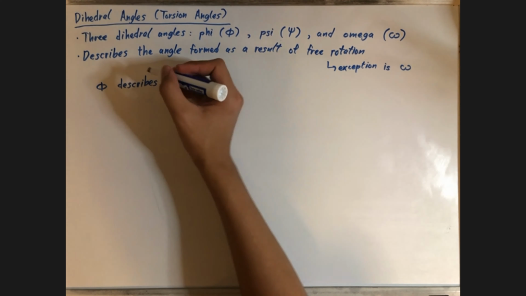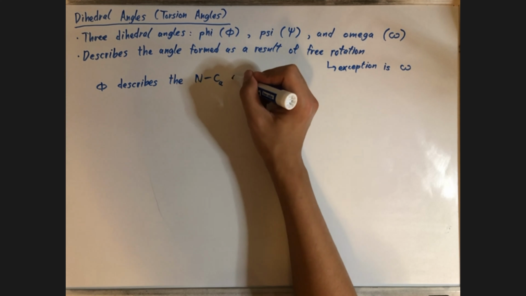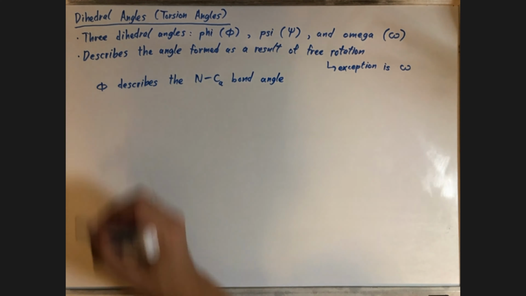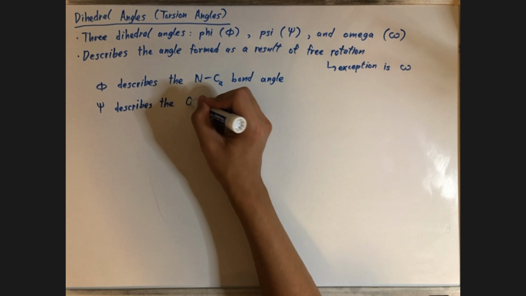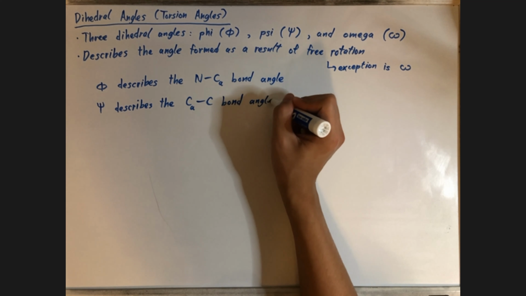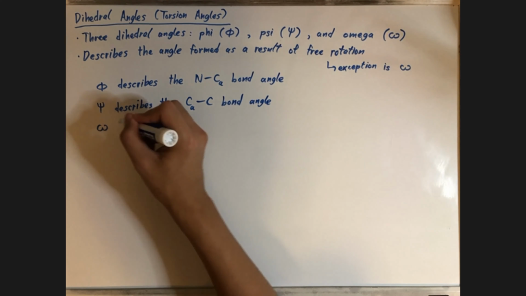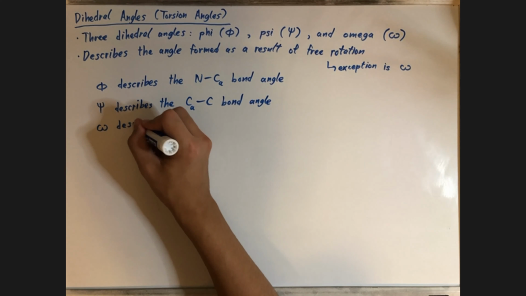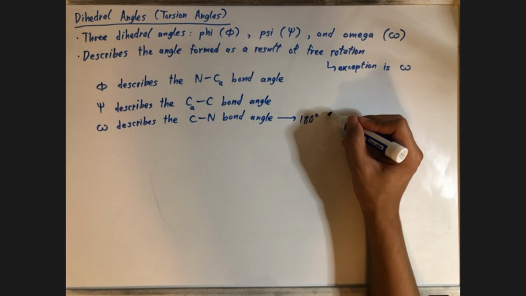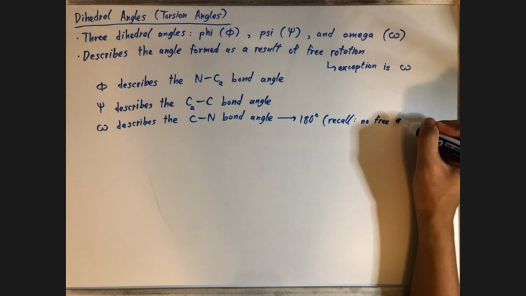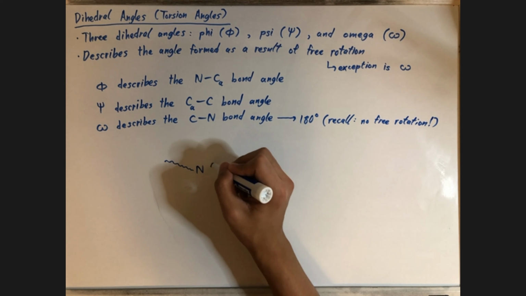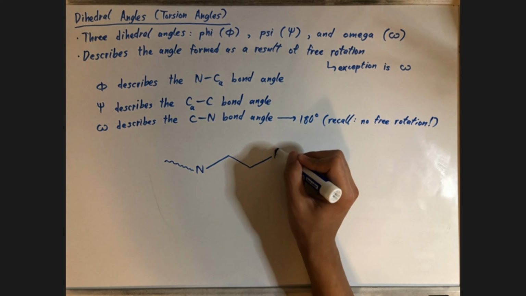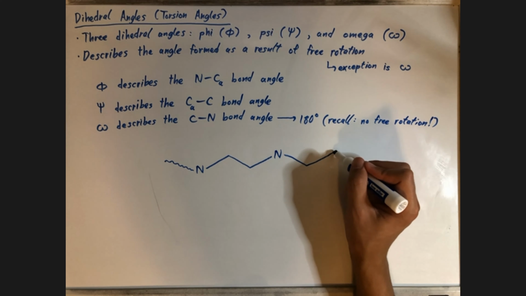Phi describes the alpha amino to alpha carbon bond angle. Psi describes the alpha carbon to alpha carbonyl bond angle. And omega describes the alpha carbonyl to alpha amino bond angle. And this one will always be 180 degrees, because as you recall, there's no free rotation about the peptide bond. The other two types of dihedral angles can vary from negative 180 degrees to positive 180 degrees.